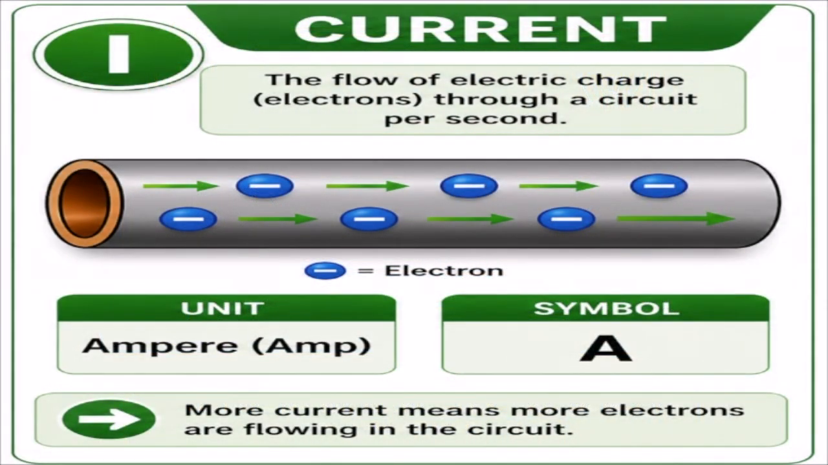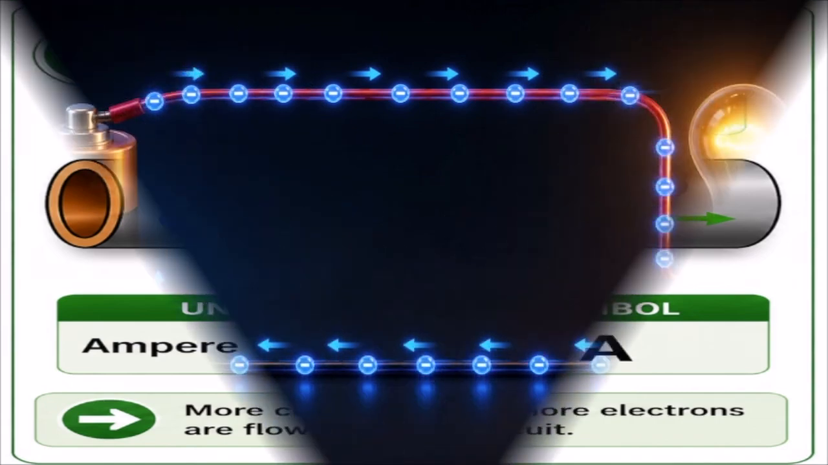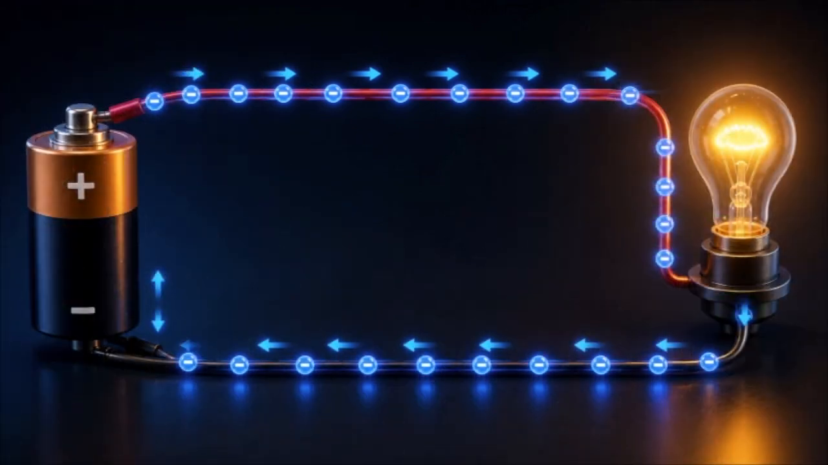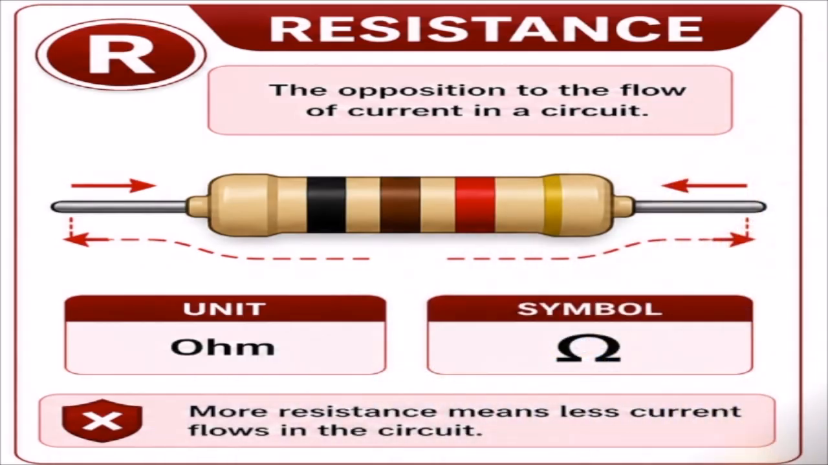Current, unit is ampere, and the symbol is A. Current means the amount of charge, electrons, flowing through the circuit per second. Current is the flow of electrons in a wire. Just like water flowing in a pipe, electricity flows through wires.